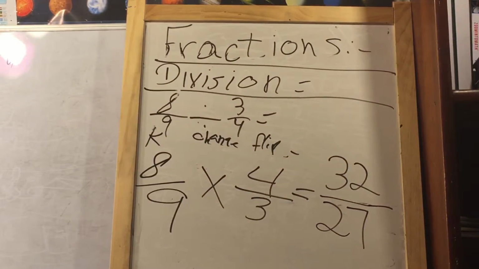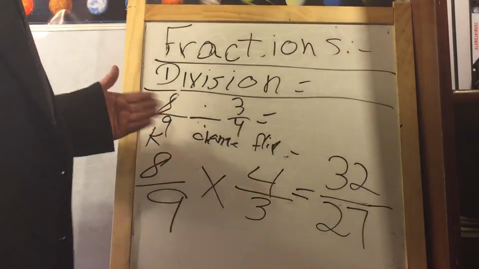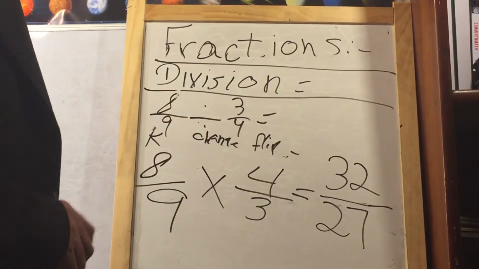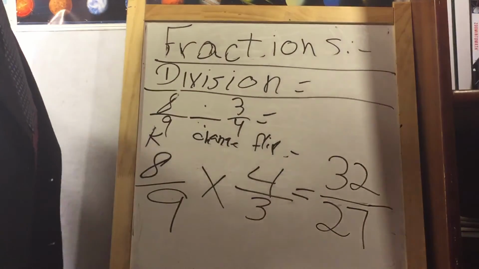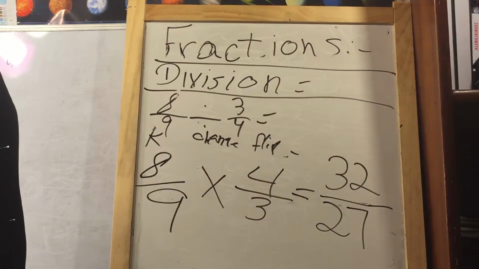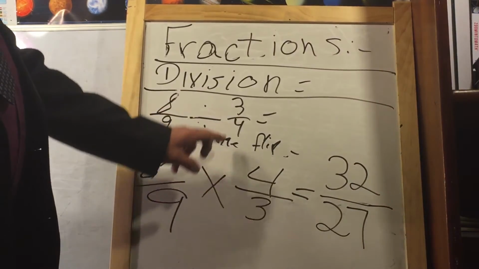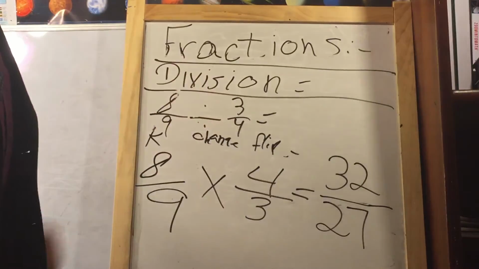Okay. So this is how we divide fractions. Let's do 2 more examples. I'm going to give you a few seconds to write it down or look at it. 8 over 9, we change this into multiplication and then we flip this over.